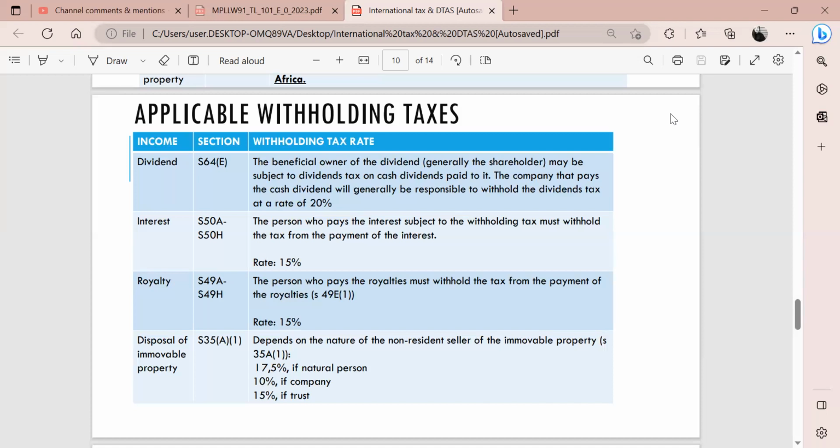Dividends, however, the dividends withholding tax is applicable to both residents and non-resident taxpayers. Take note of that.